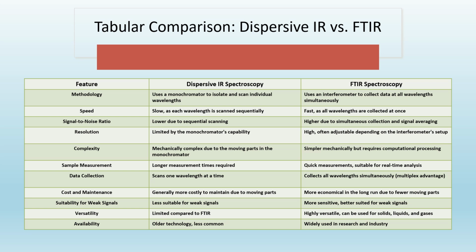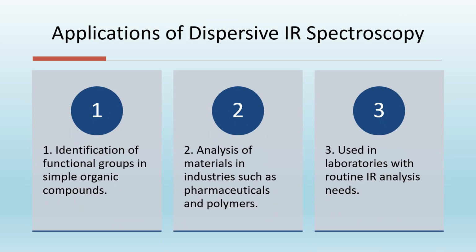So, to sum it up, FTIR is faster, more sensitive, versatile, and easier to maintain. While dispersive IR has its place, FTIR is the preferred choice for most modern research and industry applications. Now let's talk about the practical applications of FTIR spectroscopy. Here are three key ways this technology is commonly used in research and industry.